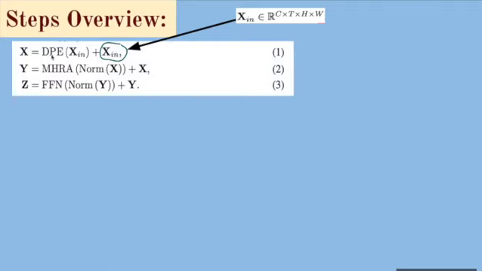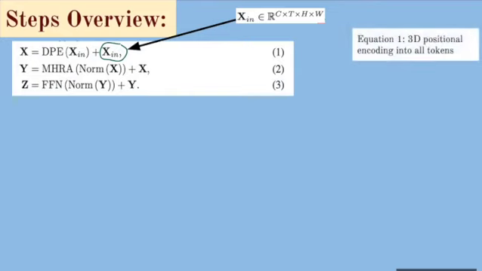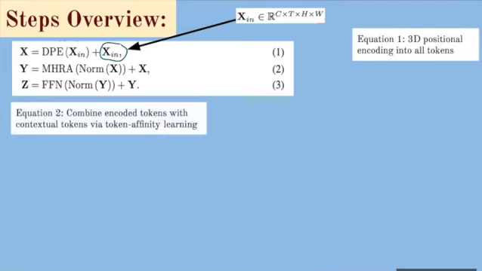The 3 main equations, which the 3 modules do: equation 1 is dynamic position encoding. It applies on the input, and in each of these 3 layers, they use residual connections, as you can see, xn plus x plus y. So in equation 1, it's giving positional encodings to all the tokens. In equation 2, it combines the positionally encoded tokens with contextual tokens, and it aggregates them through token affinity learning.